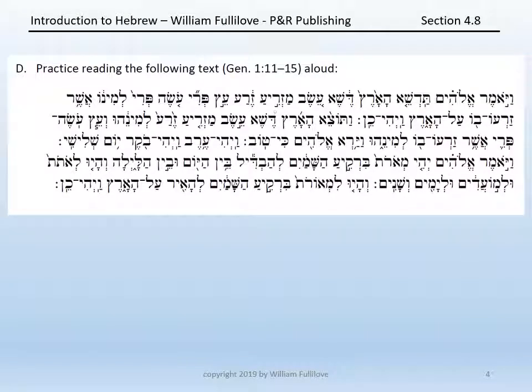Now in section D, we continue working on speaking the text correctly out loud. As with previous sections, pause the video and work on the first verse, in this case Genesis 1:11, and once you think you have it, unpause the video and I will read it out loud.